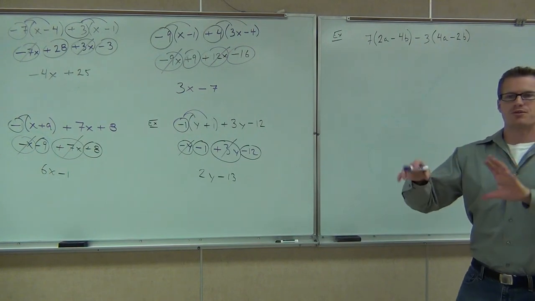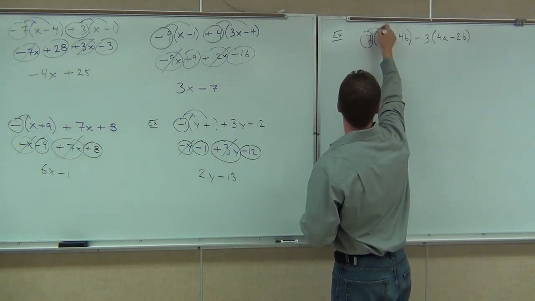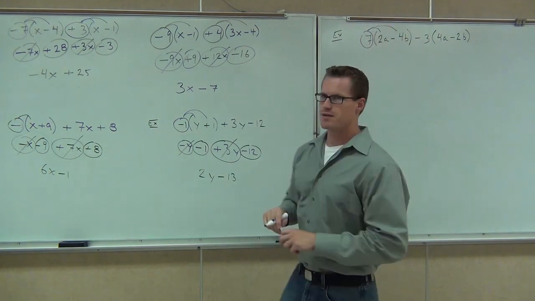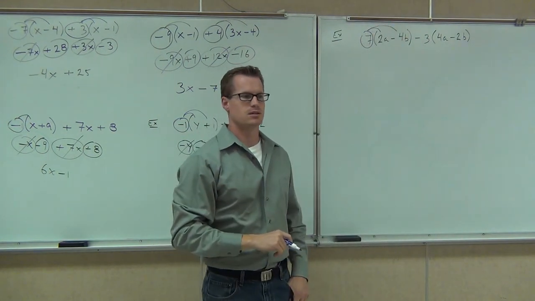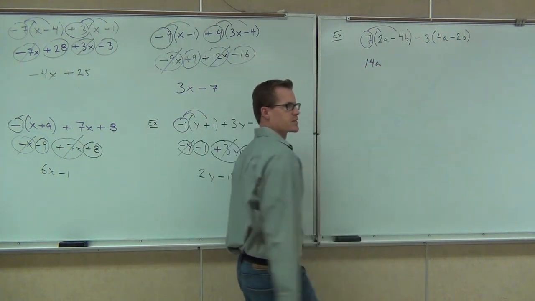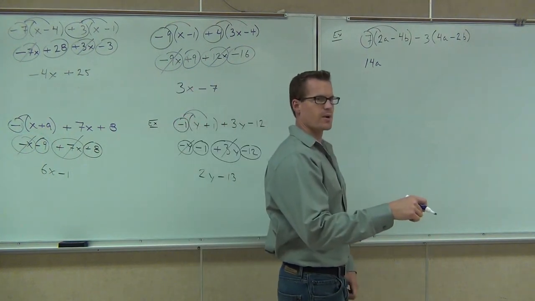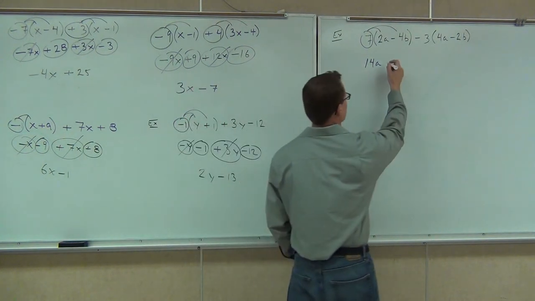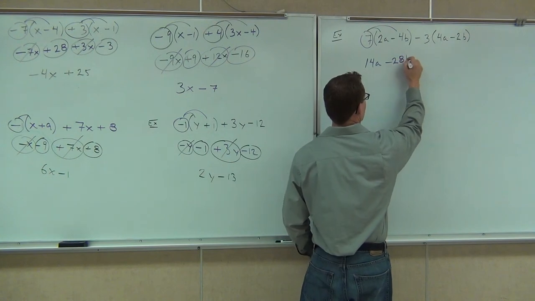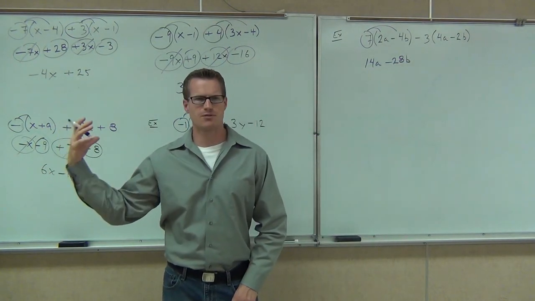What number am I going to distribute first? 7. Let's do that together. Can you tell me what I'm going to get when I distribute the 7 across my parentheses there? 14. Uh-huh. And somebody else, what's the next one? -28b. Okay. So if it's -28b, what am I going to write? -28. Perfect. I'm guessing y'all are okay with that one, yeah? Because we've done that several times before.